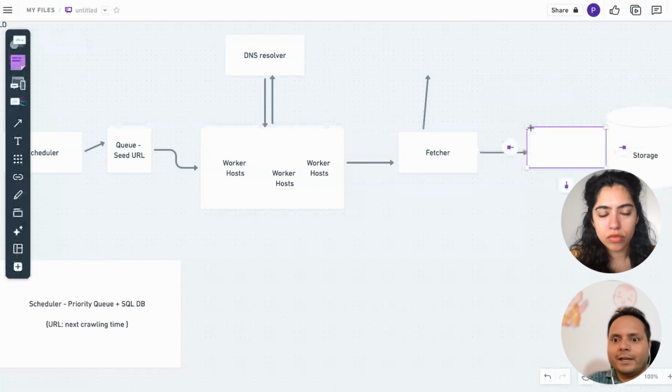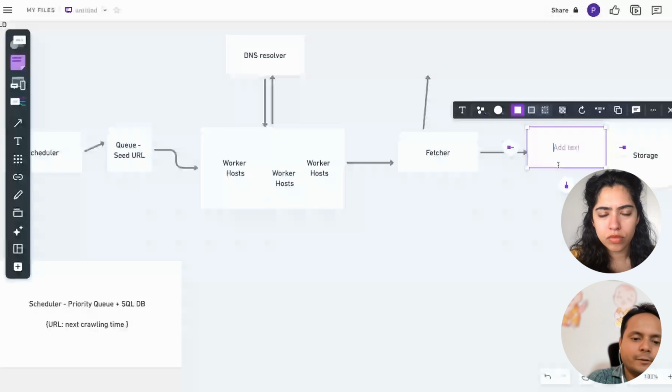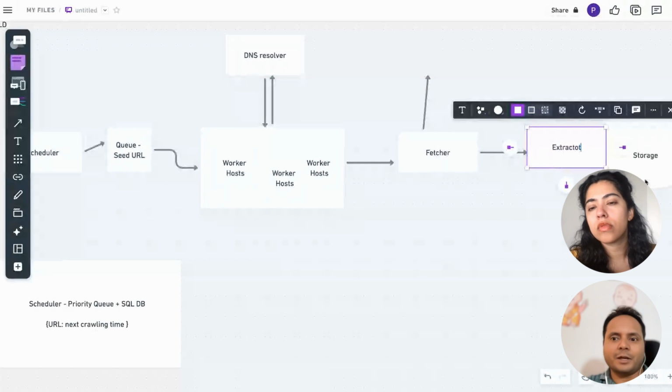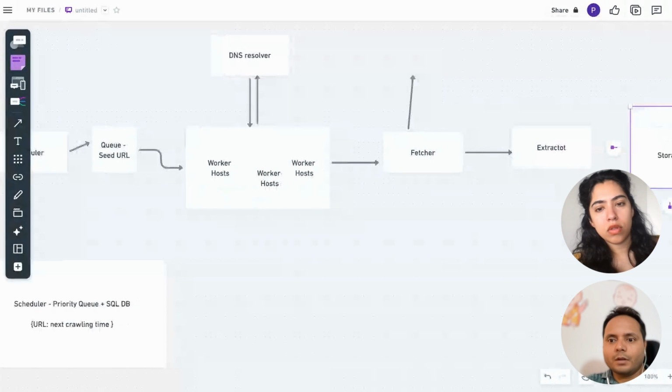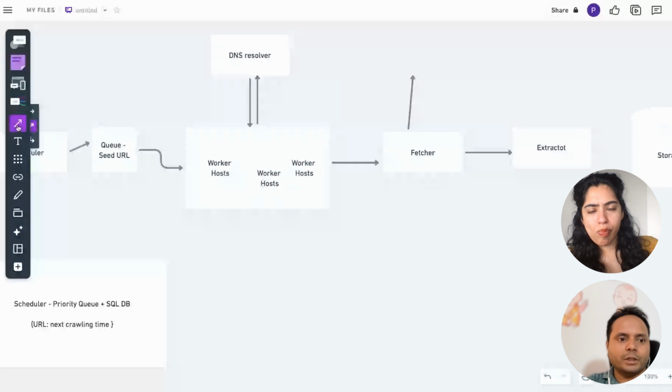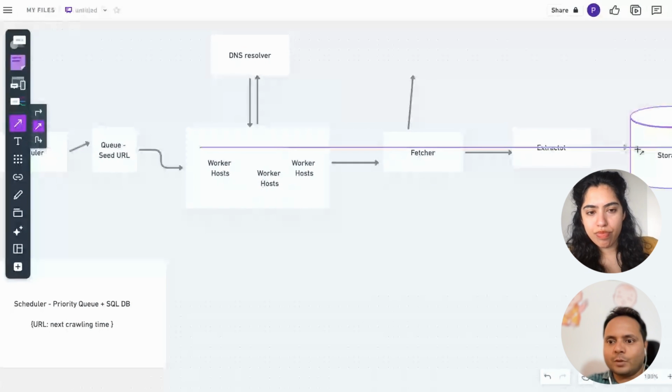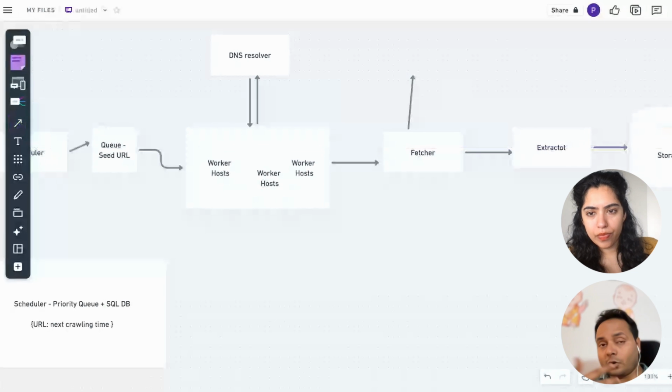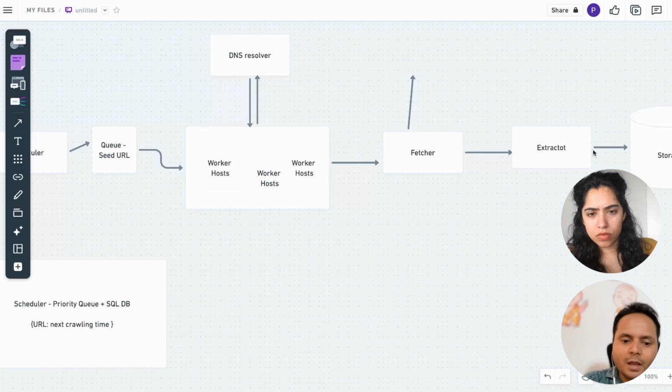When I say segregate, I'm talking about extracting the HTML content and the URLs separately, and accordingly pushing them to the storage, so that we have the actual HTML content of the crawled web pages and also the further links that we might need to crawl later on. So we need to look into that. That way the extractor will also be needed here.